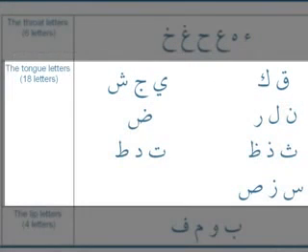The tongue letters are 18, so all of these 18 come somewhere from the tongue, i.e. the tongue is involved. So we've got the qaf, the kaf, the ya, the jim, sheen, noon, lam, ra, dad, tha, dhal, dha, ta, dal, ta, sin, za, and sad. Okay, so again, they're actually grouped according to where they come from.